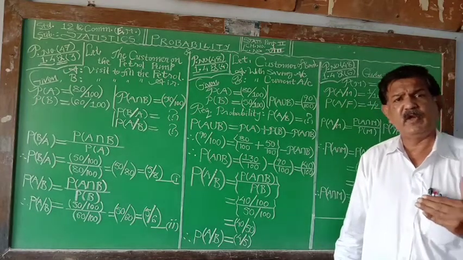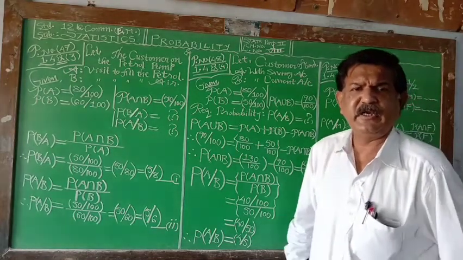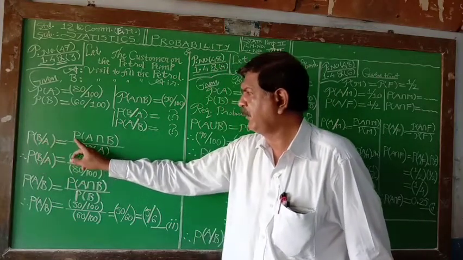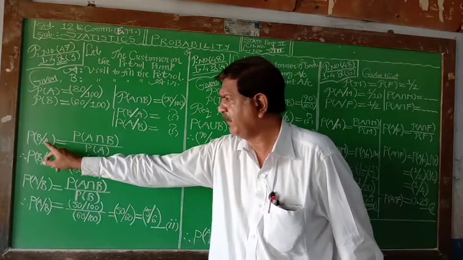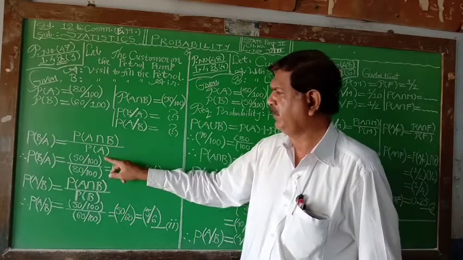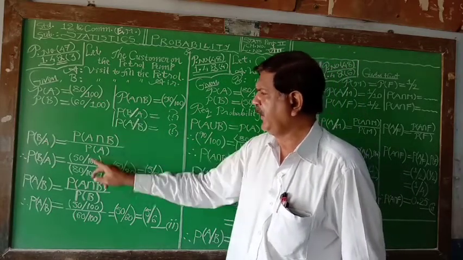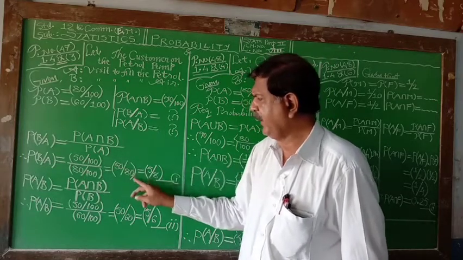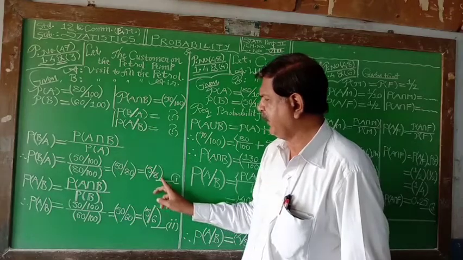Now, the formula for calculating conditional probability: probability of B given A equals probability of A intersection B upon probability of A. Now substitute the values: 50 upon 100, and probability of A is 80 upon 100. The denominator 100 cancels, leaving 50 by 80, so ultimately the answer will be 5 by 8.